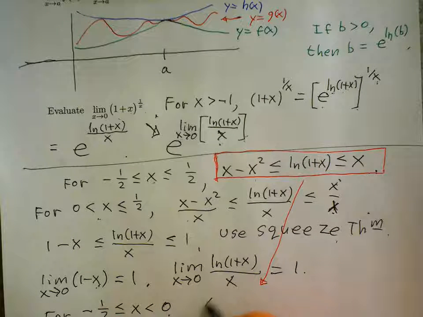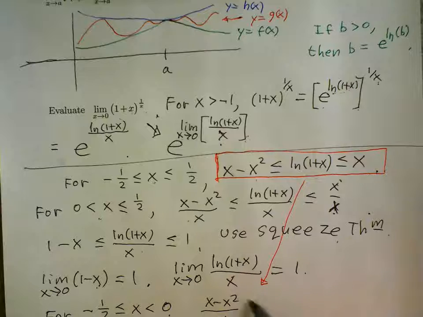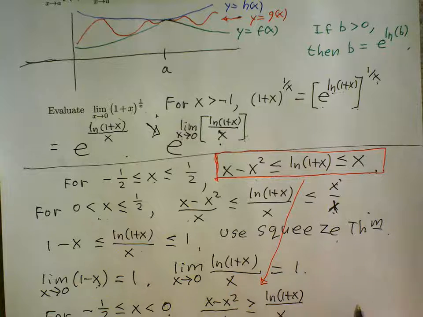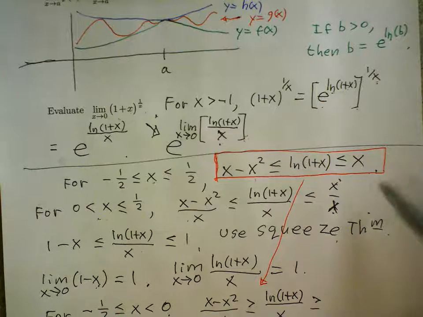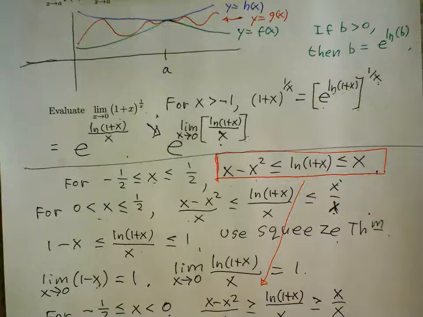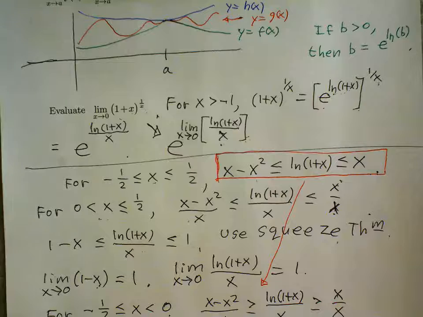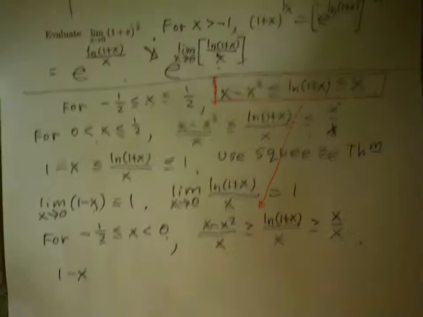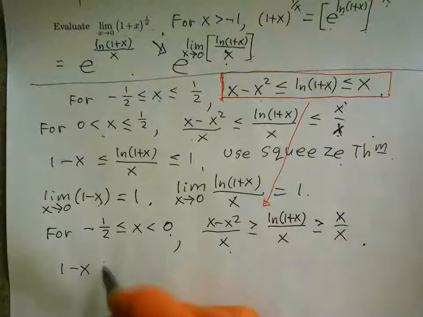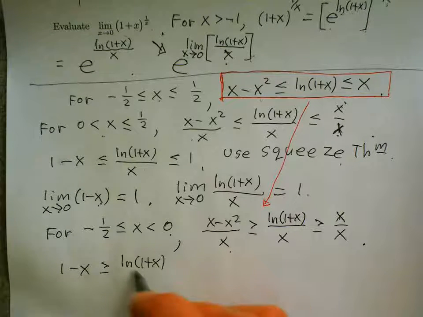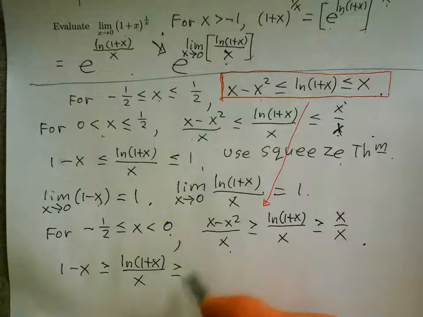So this will become x minus x to the second over x greater than or equal to the natural log of 1 plus x over x, which is greater than or equal to x over x. And then if we simplify again, x minus x squared over x simplifies to 1 minus x, which is greater than or equal to the natural log of 1 plus x over x, which is greater than or equal to 1.